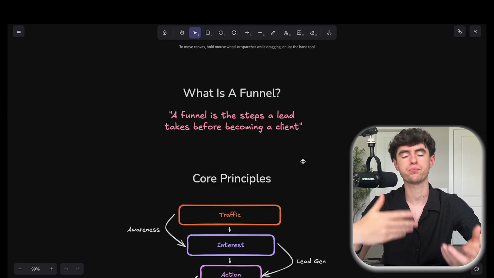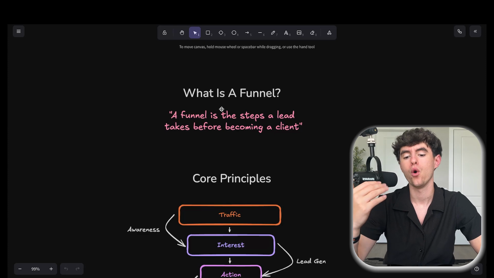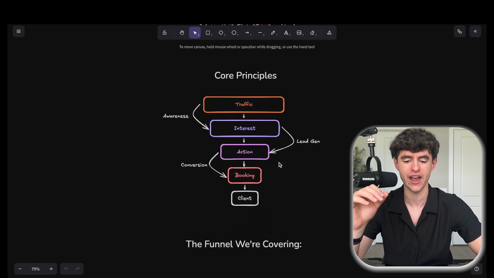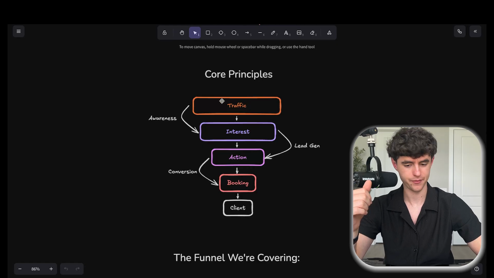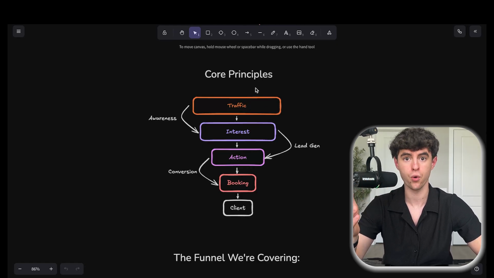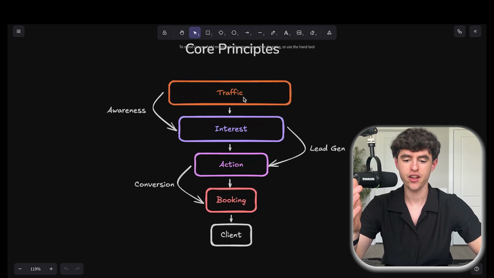So let's just break down the entirety of a funnel. What is a funnel? A funnel is the steps a lead takes before becoming a client. So here are the core principles. You have at the top the traffic. This is where your awareness of who you are is. Then the next stage is the interest stage. So people know who you are. This is the lead generation stage, and they're actually showing interest in your product.